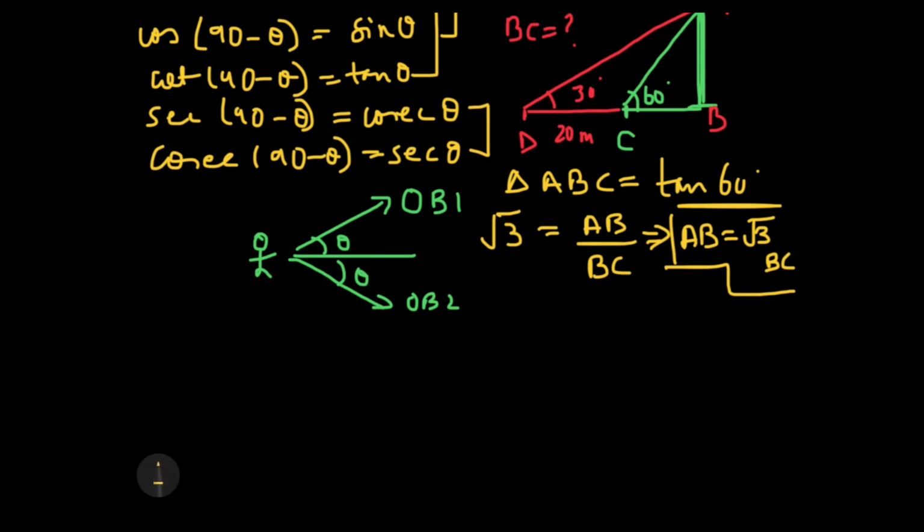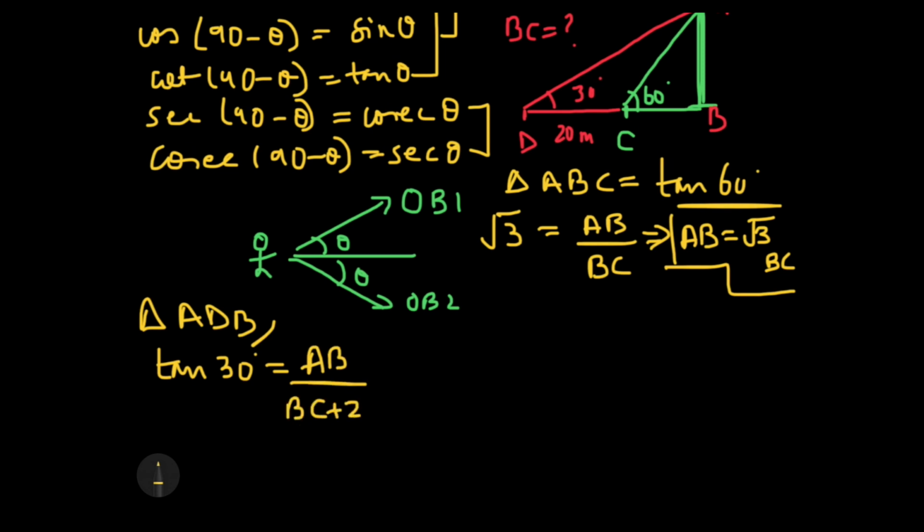So in triangle ADB, just have a quick look. Again, we will apply the principle of tan, but this time the angle of elevation is 30 degrees, right? Tan 30 degrees will still be height by base. Height will still be AB, which I don't know, but base will be BC plus 20. So I still know something, that is 20, right?